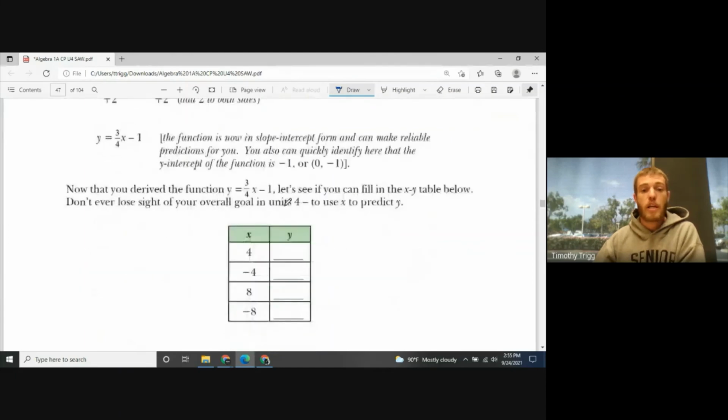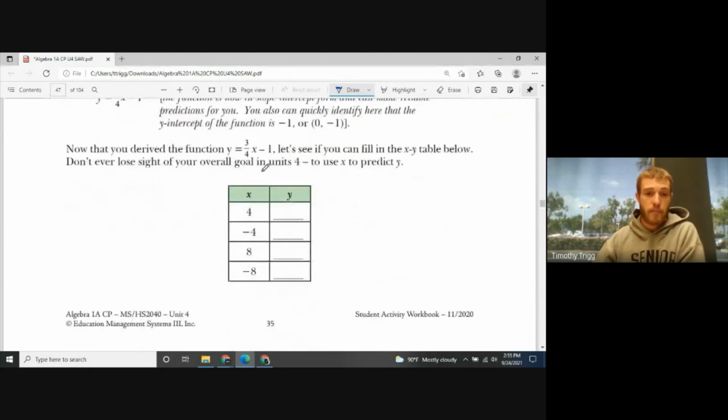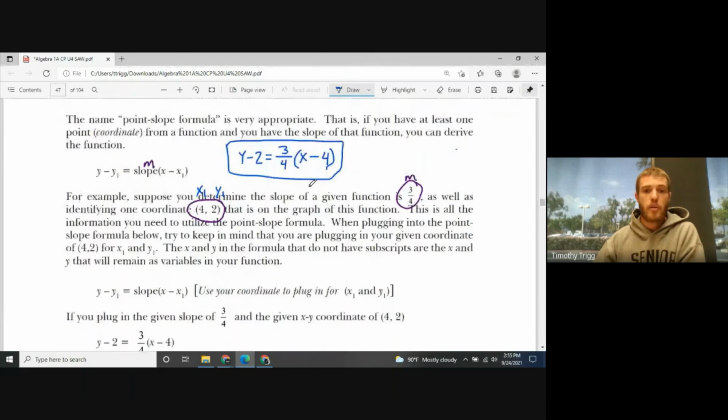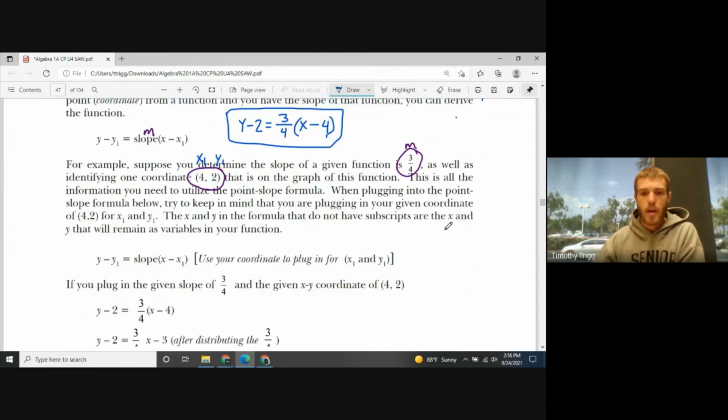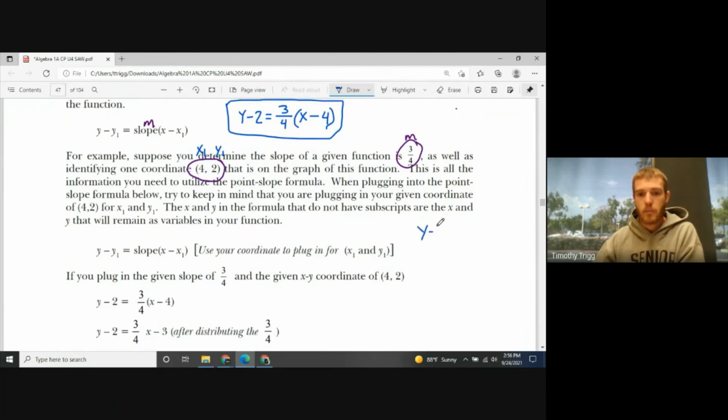You can then convert it into slope-intercept form pretty easily. Let me remind you, that's y equals mx plus b. So if we want to get back to slope-intercept form, we can do that pretty easily. What I would do is distribute this 3/4. So I'm going to do the work down here. I'm just going to rewrite it: y minus 2 equals 3/4 times (x minus 4).